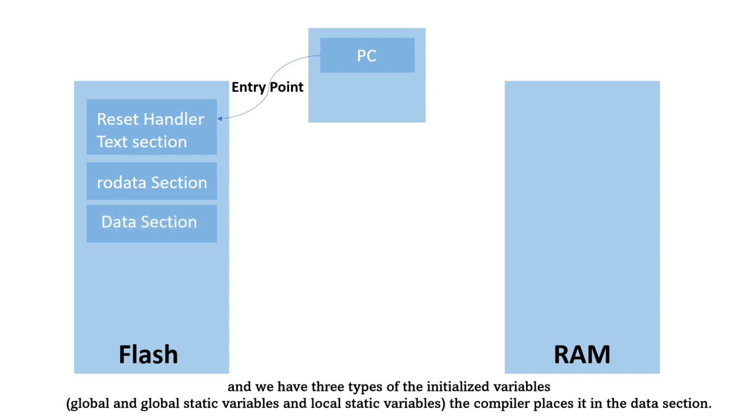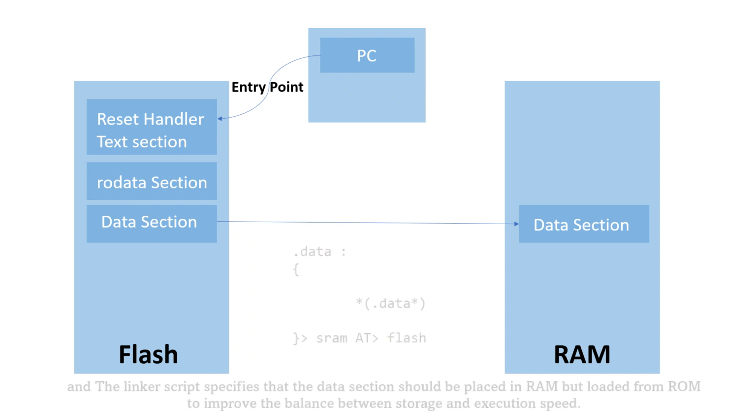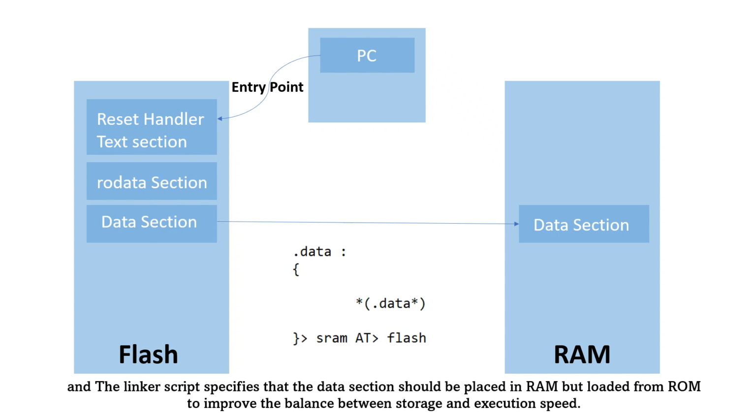And we have three types of initialized variables: global, global static, and local static variables. The compiler places them in the data section. Data copying from flash to RAM during the initialization phase is a fundamental step in embedded systems and other memory-constrained environments. And the linker script specifies that the data section should be placed in RAM but loaded from ROM to improve the balance between storage and execution speed.